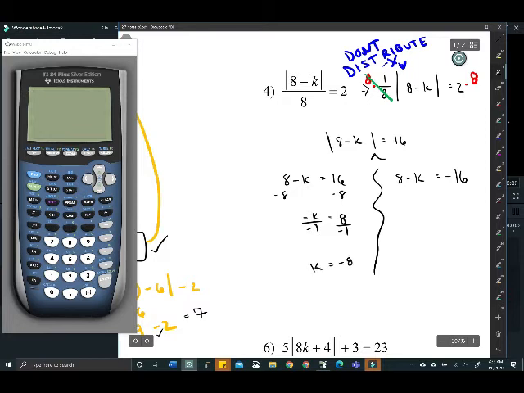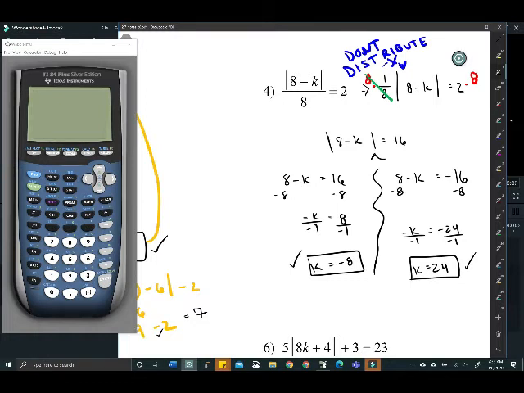On the other side, subtract 8. So that's negative 24. Again, k is equal to 24. They do both check out. All right, so I'll save you the time there. They work. Check, check. Good to go.